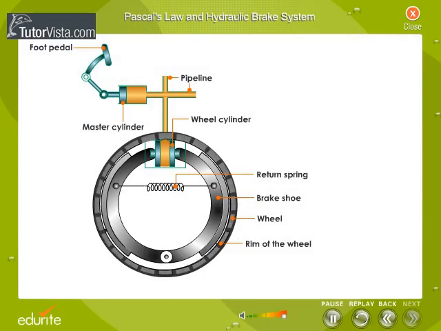On releasing the pressure on the pedal, the return spring forces the pistons of the wheel cylinder back, and the fluid flows back into the master cylinder. Hope you will remember this the next time you see a driver applying brakes.